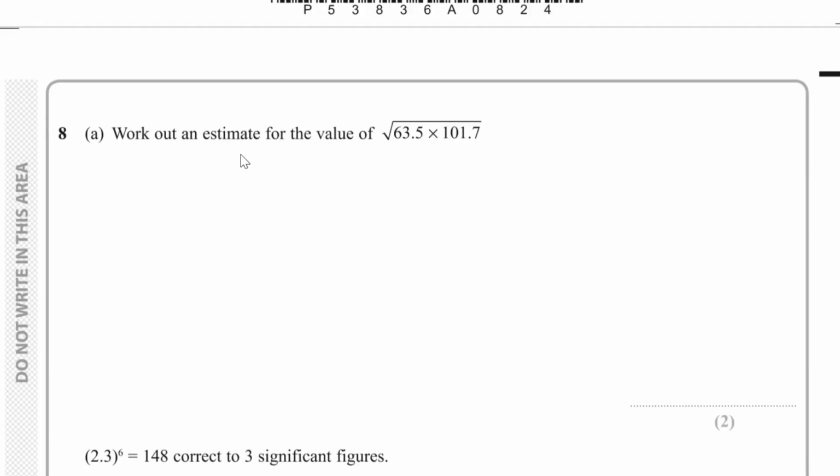Question 8, we have to work out an estimate for the square root of 63.5 times 101.7. Now for this question, we would have to first of all round these numbers. Because we're square rooting, let's find numbers which are square numbers. Of course 63.5 is almost 64, and 64 is a square number. So this result is approximately equal to the square root of 64 multiplied by, here we can approximate this as 100.